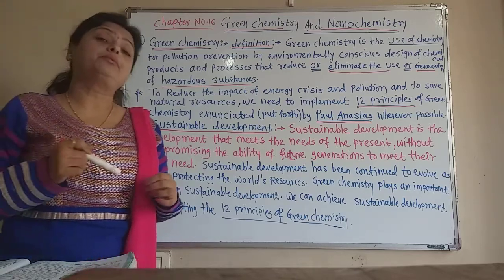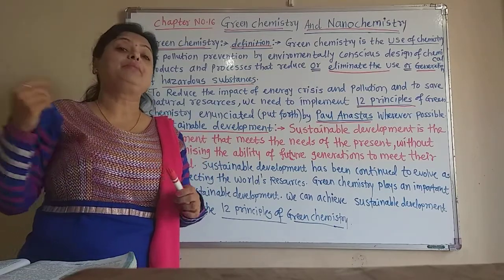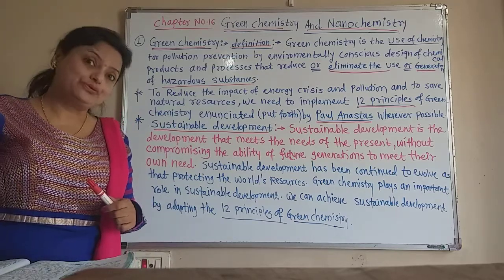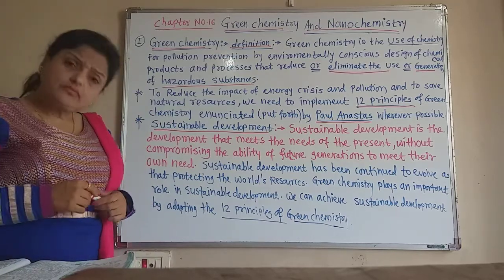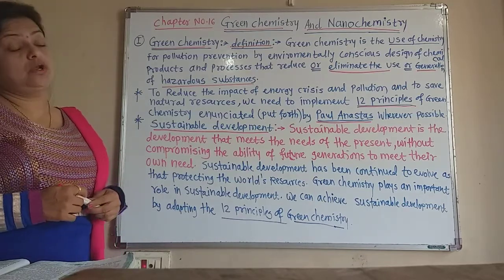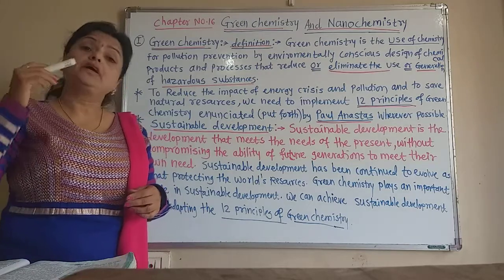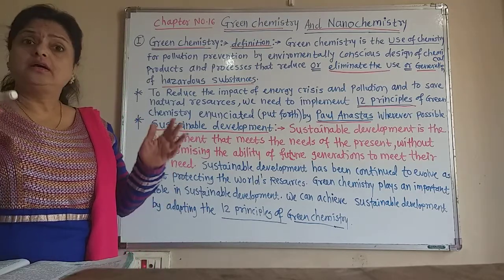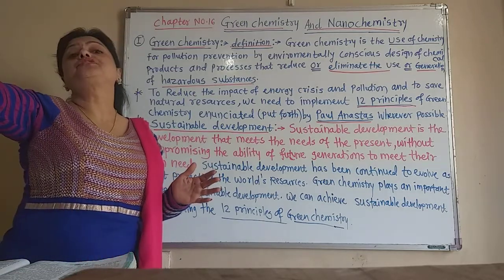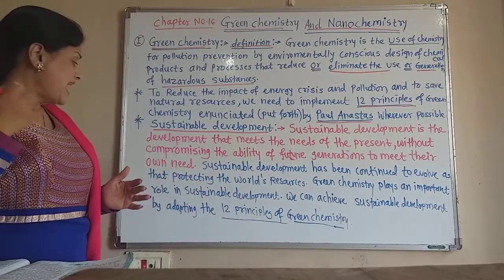If we cut one plant, we should plant 10 plants for that. That is sustainable development for the future. Sustainable development must continuously evolve. If this generation does the development by sustainable development, then the next generation must also do sustainable development. Again, this must be evolved.